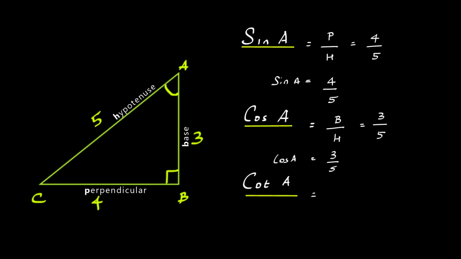Now moving on to cot A. Cot A is the reciprocal of tan A. Tan is nothing but the ratio between perpendicular and base. So we are going to reciprocate. It becomes base by perpendicular. So base is 3 and perpendicular is 4. Therefore cot A is equal to 3 upon 4.